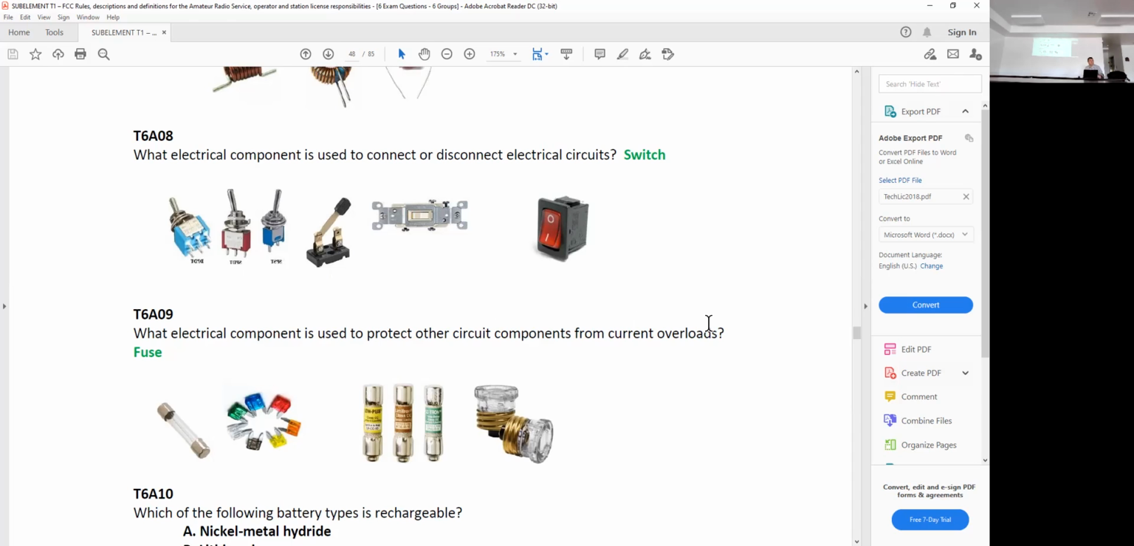Any questions about switches? Use them every day. Life would be kind of difficult without them.